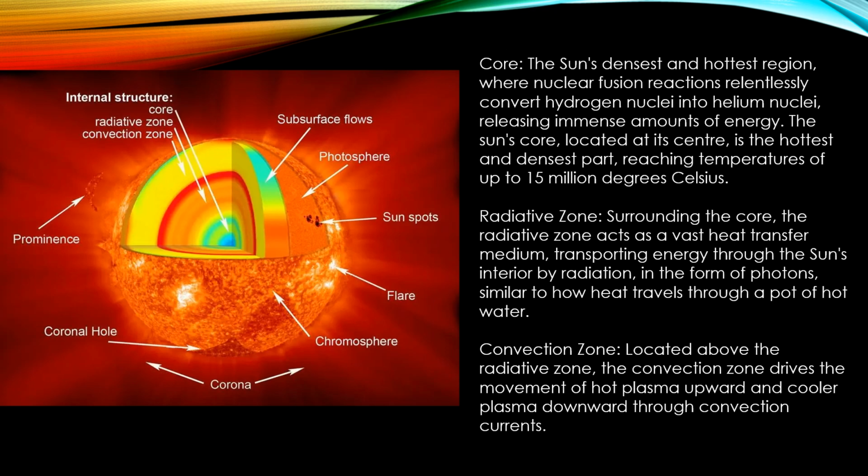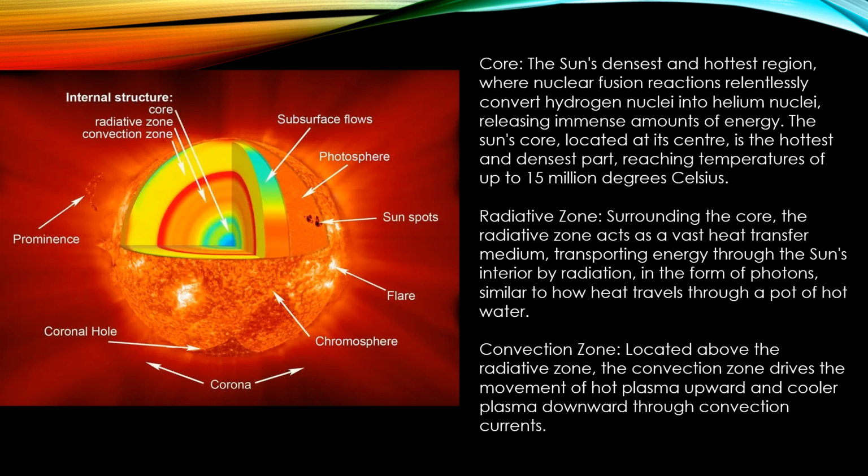In the center, we have the core, the Sun's densest and hottest region, where nuclear fusion reactions relentlessly convert hydrogen nuclei into helium nuclei, releasing immense amounts of energy. The Sun's core, located at its center, is the hottest and densest part, reaching temperatures of up to 15 million degrees Celsius. That is followed by the radiative zone.